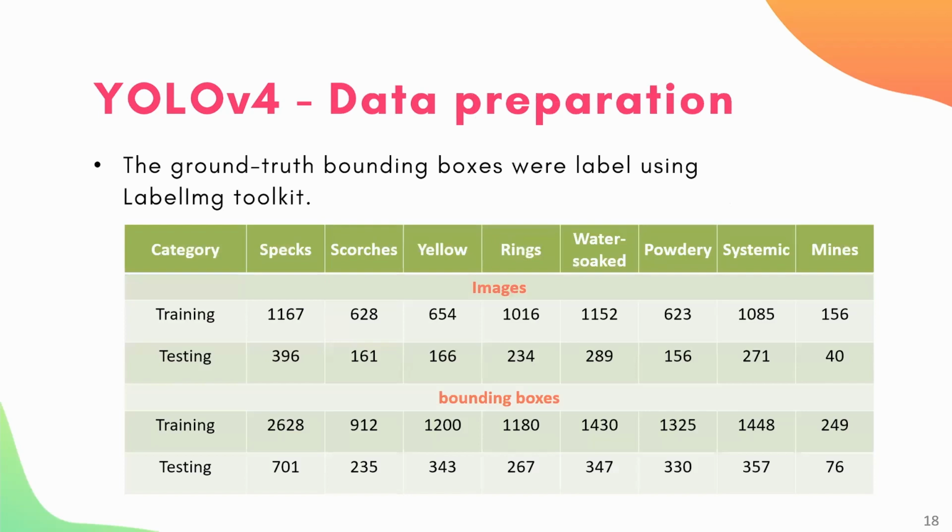Next is the data preparation. The lesions in these images were labeled using the LabelImg toolkit, and the table shows the number of images and bounding boxes of the 8 categories. The ratio of training data to test data is about 4:1.